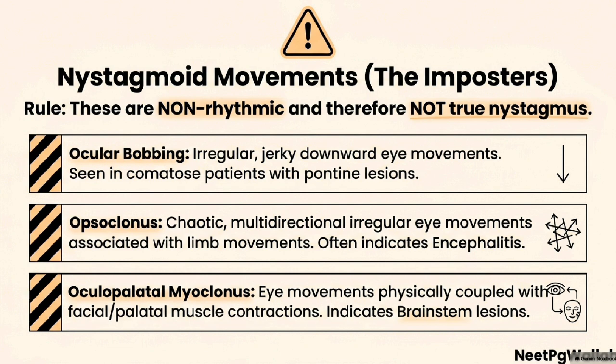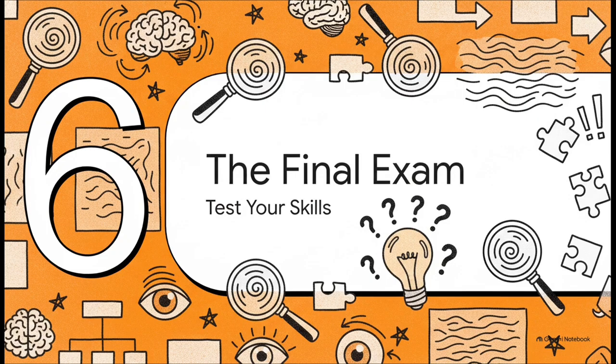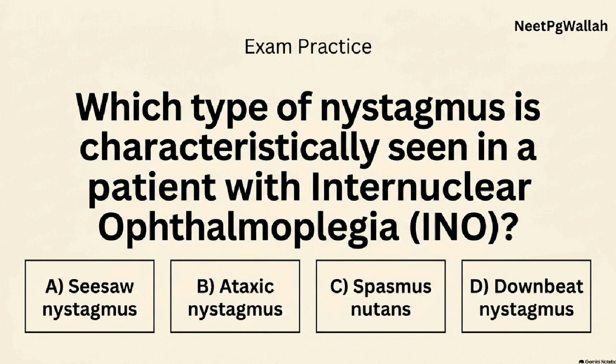All right, Section 6, the final exam challenge. We've laid the groundwork, categorized our suspects, and memorized our cheat codes. Now it's time to put your skills to the test. Here's your question. Which type of nystagmus is characteristically seen in a patient with internuclear ophthalmoplegia, or INO? Are your options A, seesaw, B, ataxic, C, spasmus nutans, or D, downbeat? Go ahead and pause the explainer right here if you need a second to lock in your final answer.